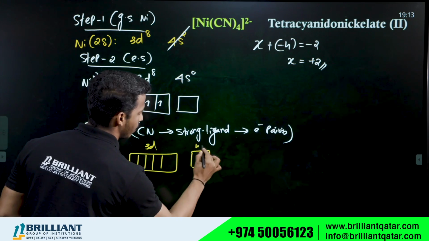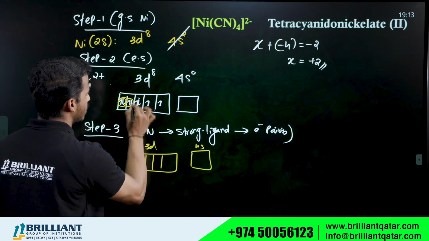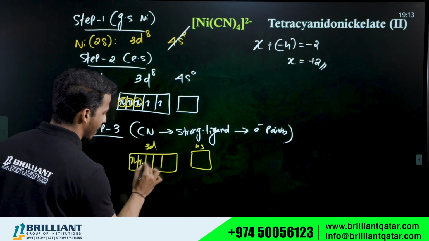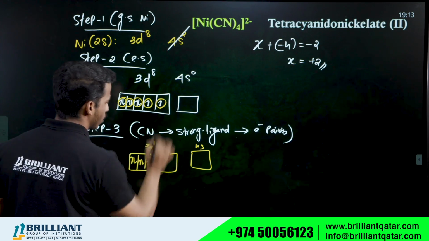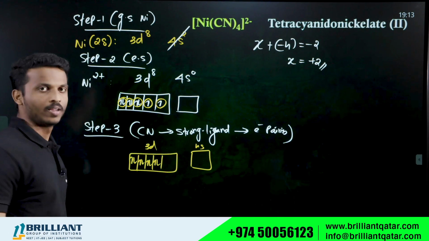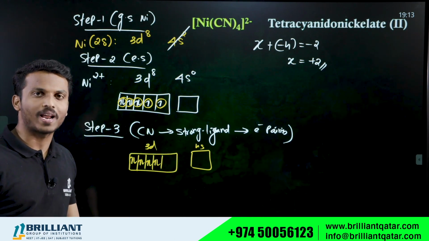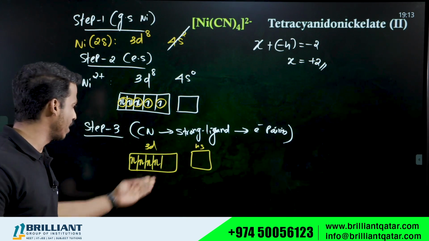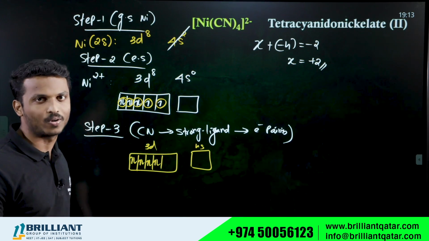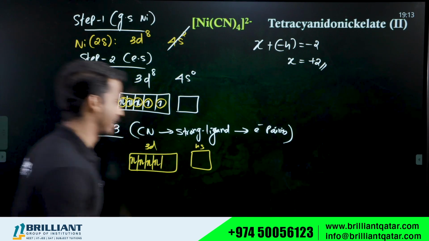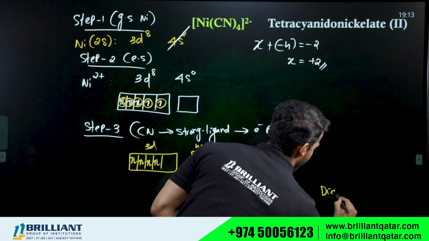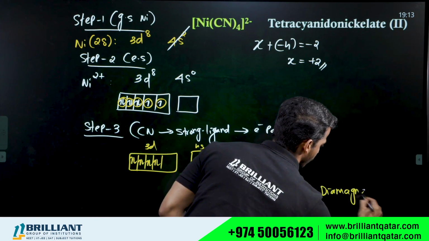After pairing, what is the situation? These 3 sets are already paired on the inner side. These 2 electrons are paired. Done. Can you tell me whether the complex is paramagnetic or diamagnetic? All electrons are paired, no unpaired electron. Therefore, it is diamagnetic, right? This complex is diamagnetic.